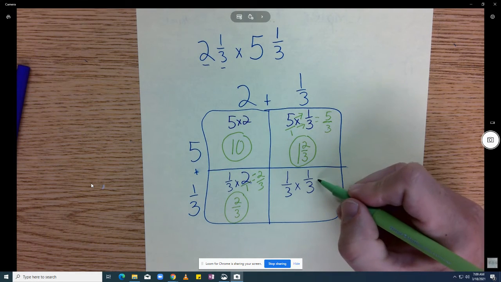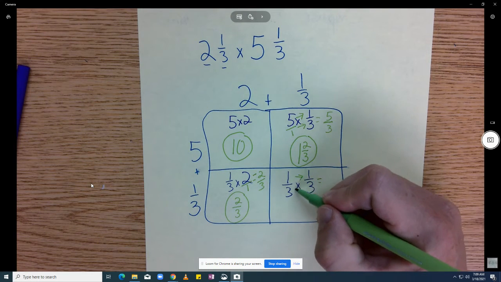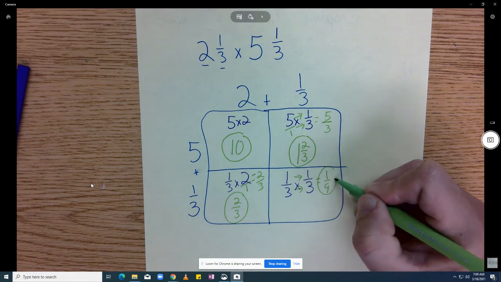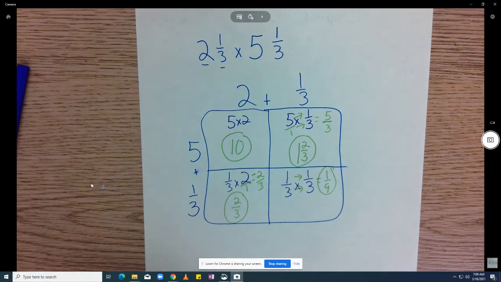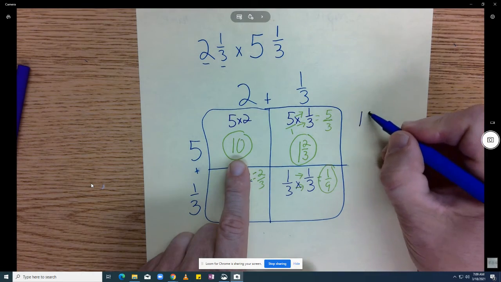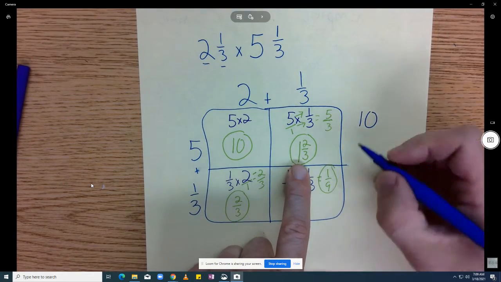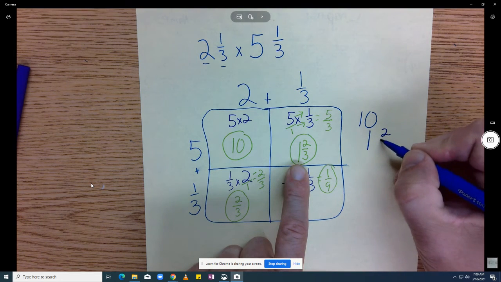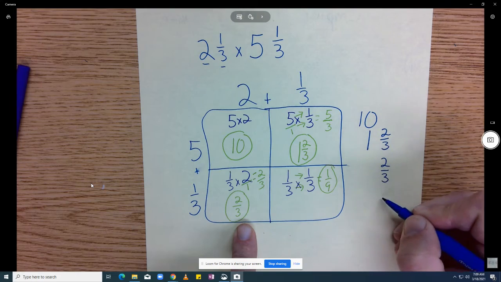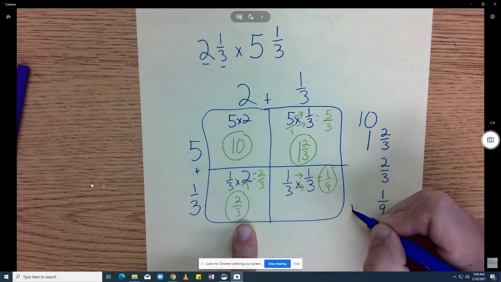And then the last one, going to multiply straight across, right? Fraction times a fraction is 1/9. Now we have our 4 numbers. We're going to add them up over the side with stacking. So I have 10. I like to do my whole numbers first. This one has a whole number, so I do 1 2/3. Here we have 2/3. And here we have 1/9.